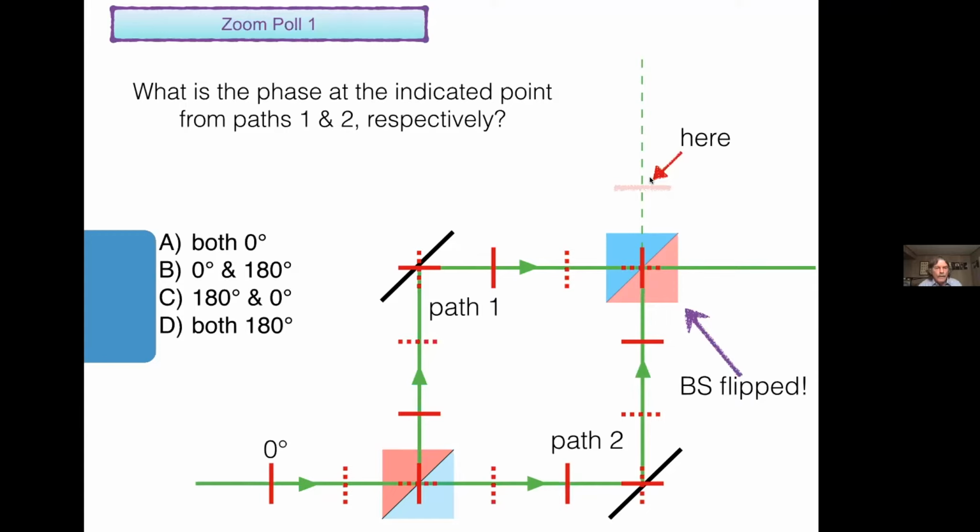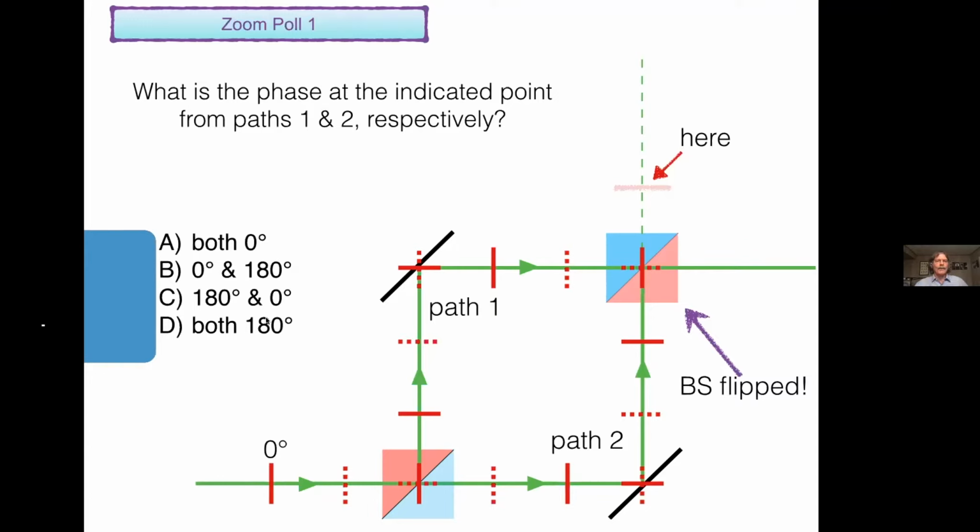And remember, 0 degrees means there's no phase shift. And remember that when light transmits, there's no phase shift. And if it bounces off of the blue to blue side, there's no phase shift. So start from here, work it out, and then start from here and work it out.